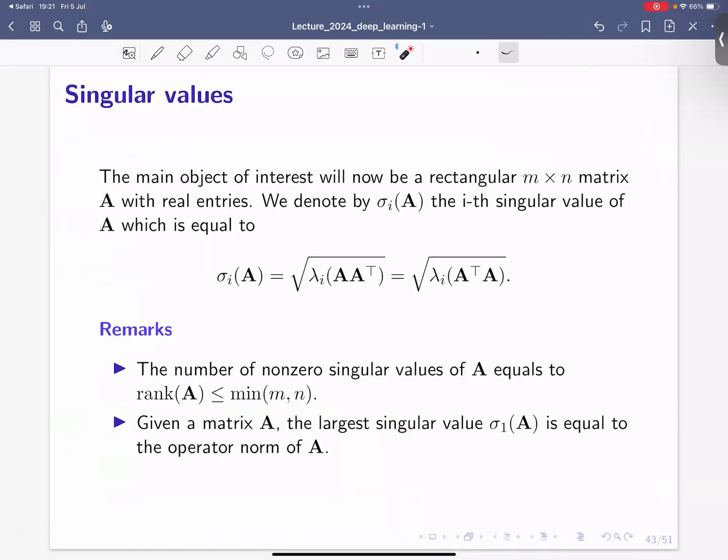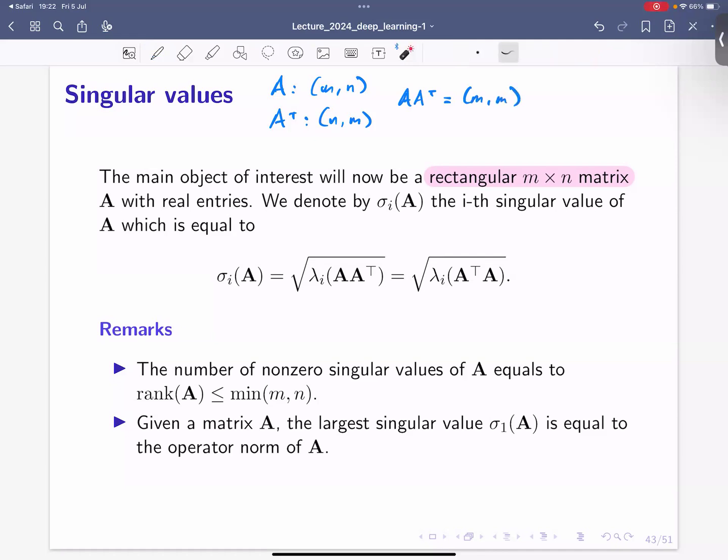Now that we have defined the concept of eigenvalues, I told you eigenvalues are defined for square matrices. Let's look at a more general case where we have a rectangular m by n matrix. We'd like to define the concept of an eigenvalue. So what can we do? Well, we could just create a square matrix. If A is an m by n matrix, A transpose is going to be an n by m matrix. So when I do A times A transpose, I get an m by n times an n by m, so this is going to be an m by m matrix.